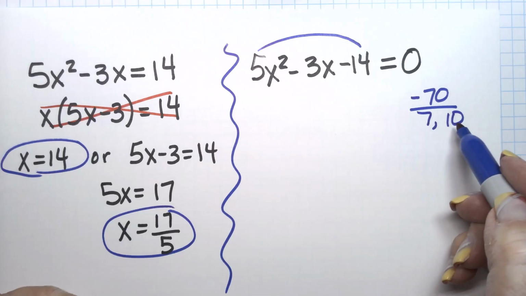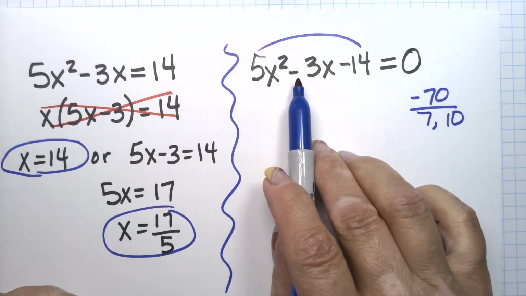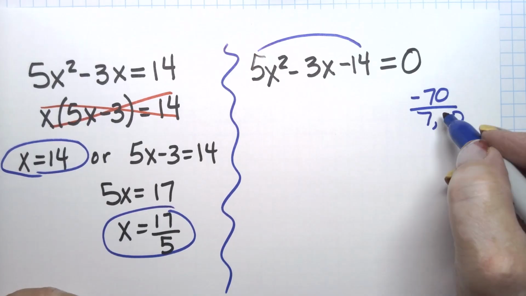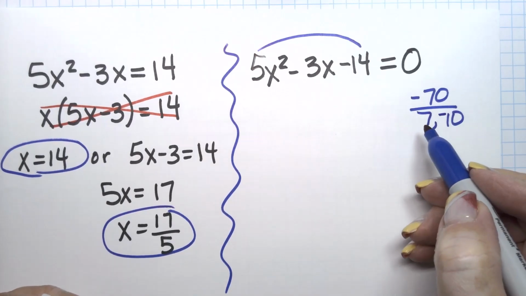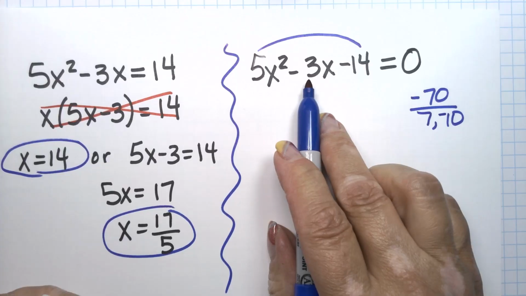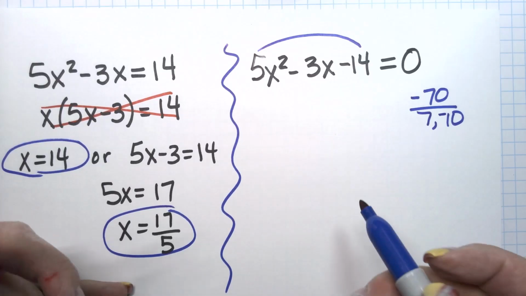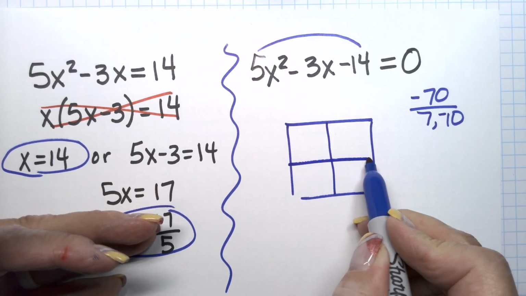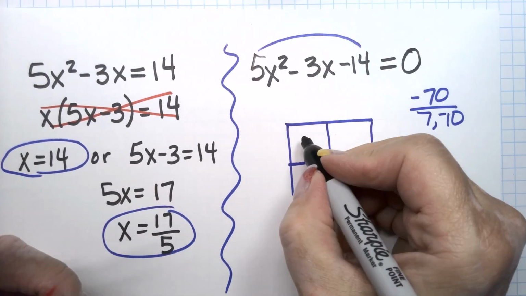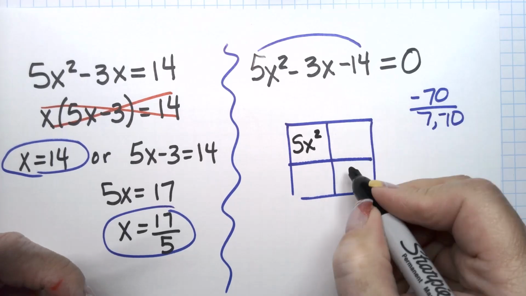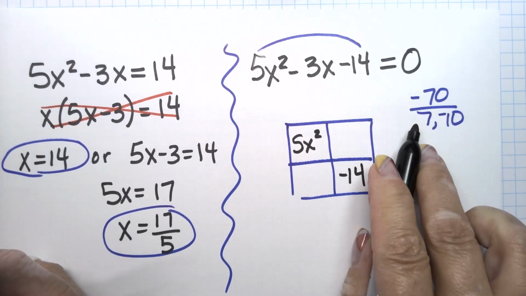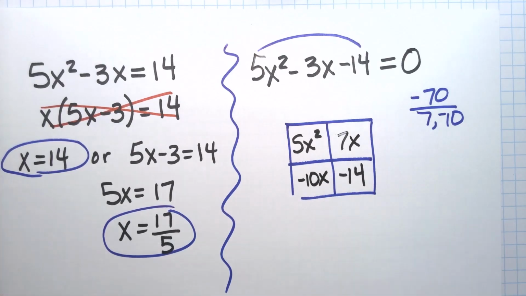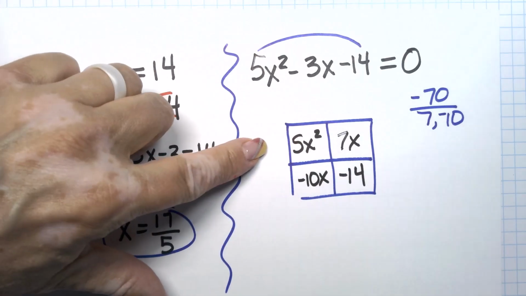Now let's fix up the signs. Since this is negative, I need these to be one positive, one negative. The clue is what the sign is of this. This minus 3 means the 10 had to be negative. A 7 and a negative 10, I'll end up with a negative 3 in the middle. Alright, so I like to use boxes. More than one way to do this for sure. Okay, so the 5x squared goes here, the negative 14 goes there, 7x here, minus 10x there. Now pull out any common factors.